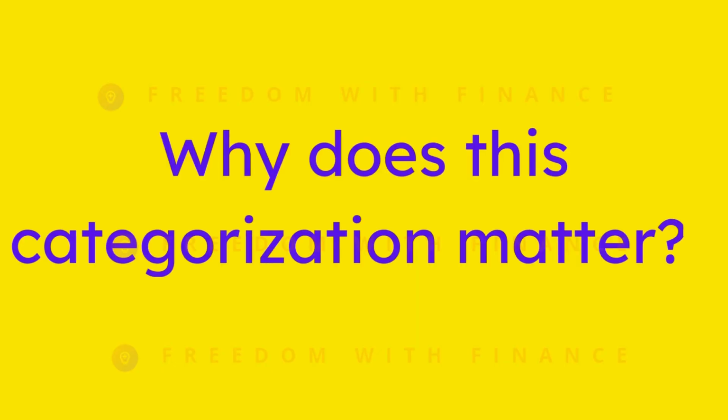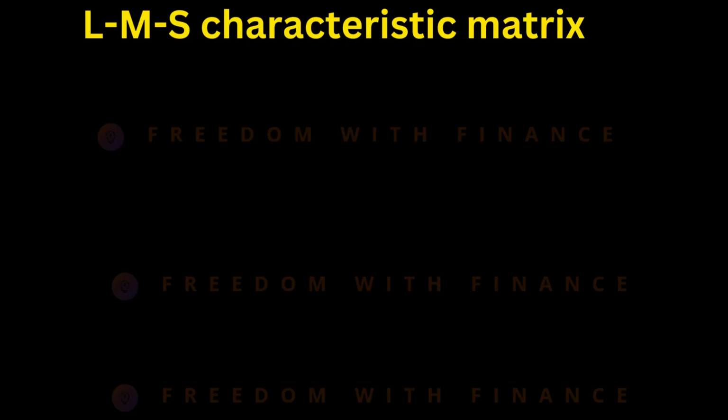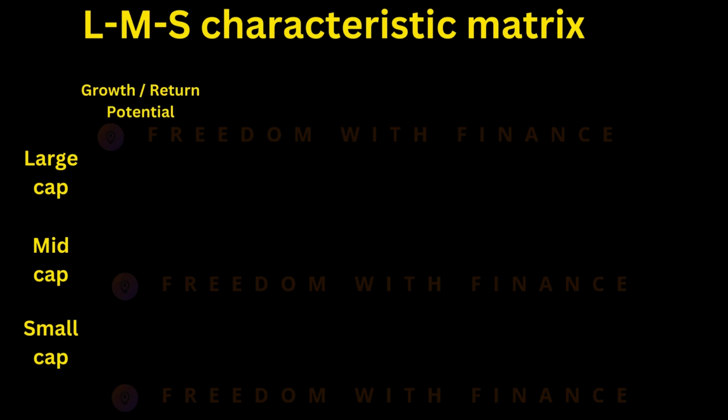Now let's try to understand why this categorization is important, or how does this matter to us? And this is where I want to come up with a characteristic matrix, where I will be comparing the large cap, mid cap, small cap across 3 or 4 dimensions, which is growth or return potential, volatility, liquidity, and risk.